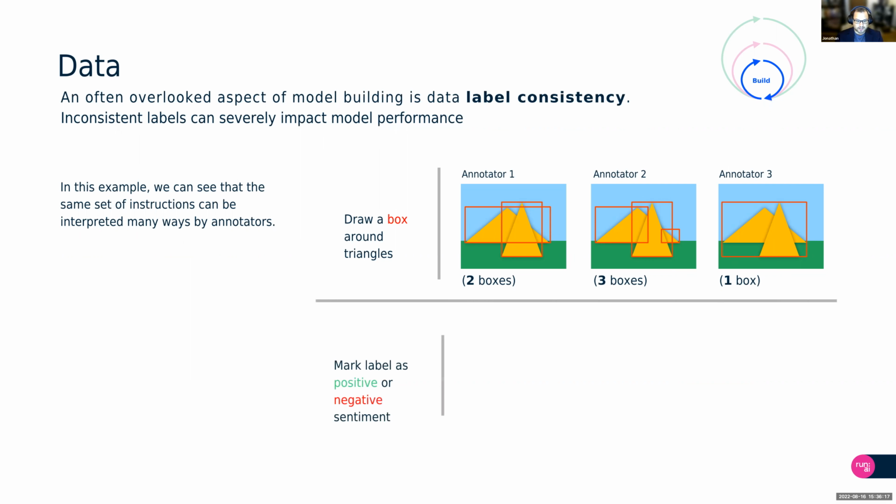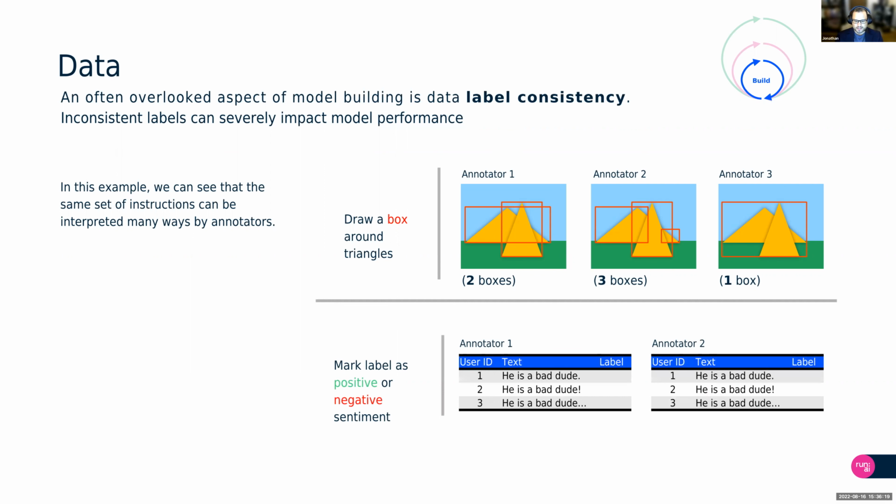it will impact the performance of our model significantly. Similarly, if we've got this example where you've got some variation of the text, he's a bad dude, and you've got 2 different annotators, the first annotator might think these people are talking about, I don't know, a rock star. And so he thinks this is a positive thing. He's a bad dude, he's a rock star, he's a cool dude. Whereas annotator 2 might be thinking that the users are talking about a criminal.